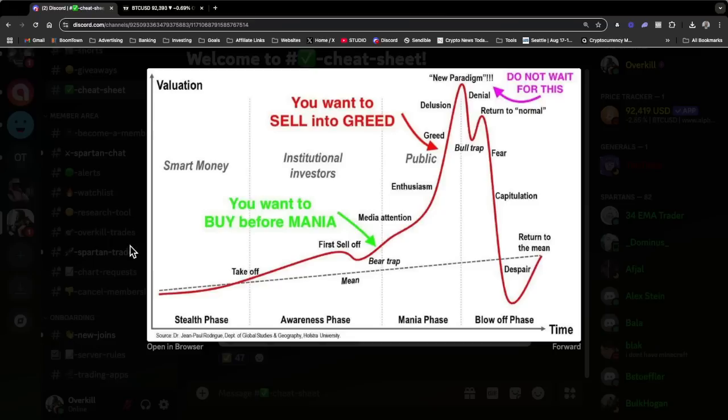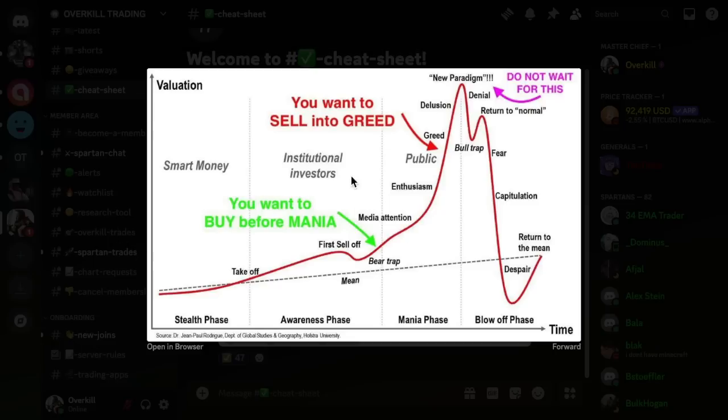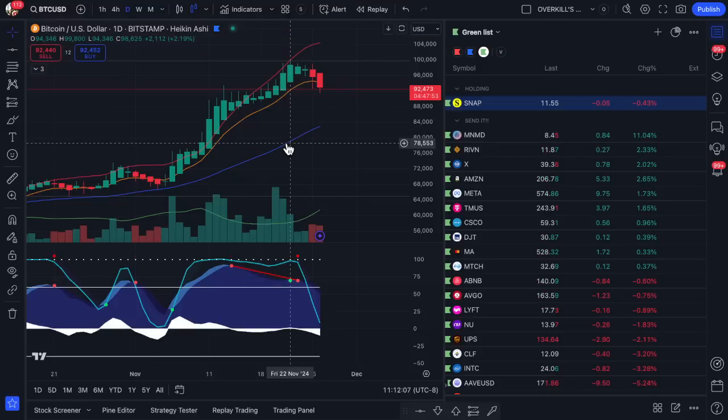One more thing I want to point out here on the cheat sheet over in the Discord is this line down here. You guys can see the mean. That is the average price. You can see the best time to buy is when we are close to that mean. The mean is the average price. We use the 30-day EMA, and again, this is part of our trading indicator.